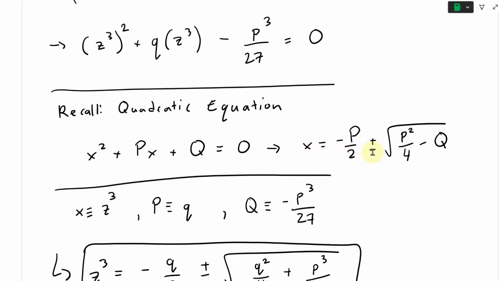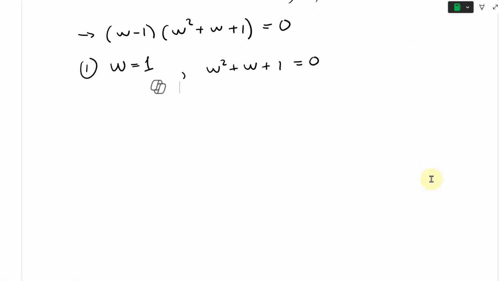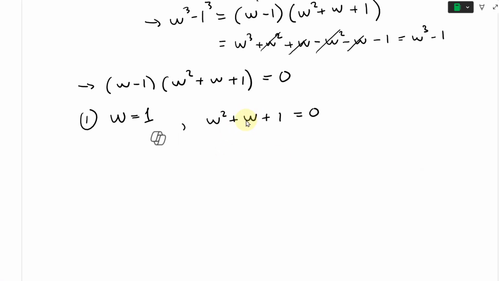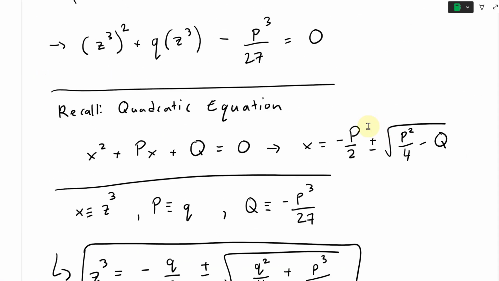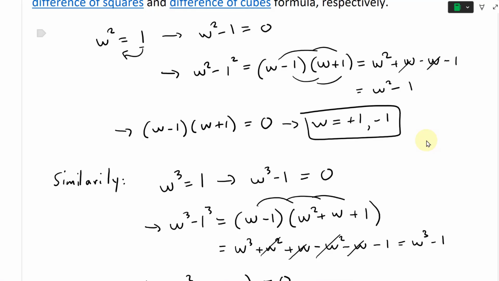x equals negative p over 2 plus or minus the square root of p squared over 4 minus q. So let's write that down. The p is this one here, p is just 1. Using the quadratic formula, w is equal to negative p over 2, so negative 1 over 2, plus or minus the square root of 1 squared over 4 minus q, which is 1. Let's go back up here just to get that correct. Yes, negative p over 2, and p and q are both 1 in our case, so negative 1 over 2 plus or minus the square root of 1 squared, which is 1, over 4 minus 1. So that's what we have.